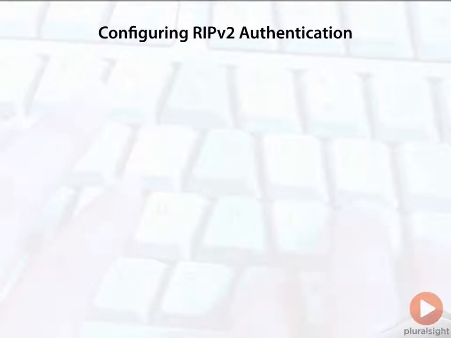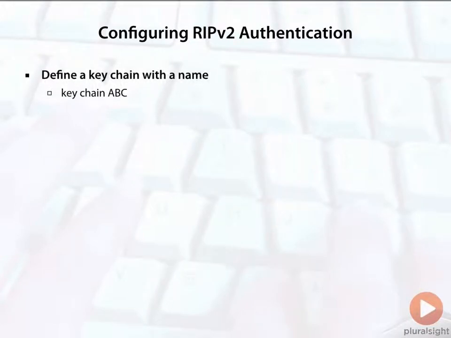So let's talk about how to configure RIP version 2 authentication. The first thing that we need to do in global config mode on our routers is define a keychain that has a name. This is how we're going to identify it and attach it to the interface where we want to perform that authentication. So the command is keychain, and then where you see ABC here, you can just replace that with whatever name you're going to be able to identify the keychain with.